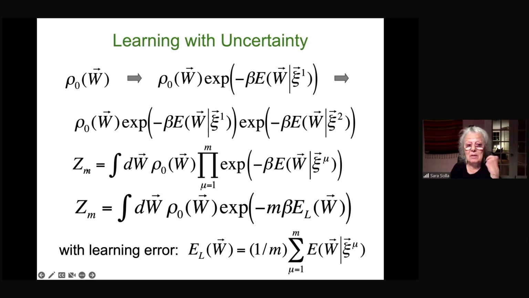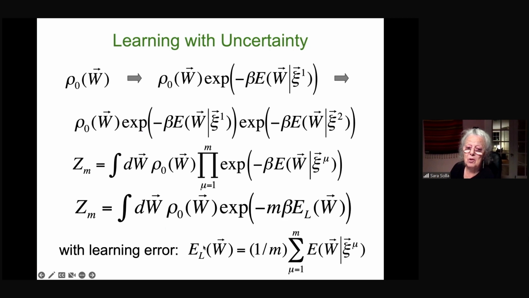So now after I have seen the m examples in my training set, what survives, the volume of the hypotheses that survived, is an integral over W of rho 0 of W e to the minus beta E of W on psi mu, multiplied over mu equals 1 to m. But of course, we know that the product of exponentials is nothing but the exponential of a sum of the exponents. So I can write this as Cm equals integral over W of rho 0 of W e to the minus m beta E sub L.